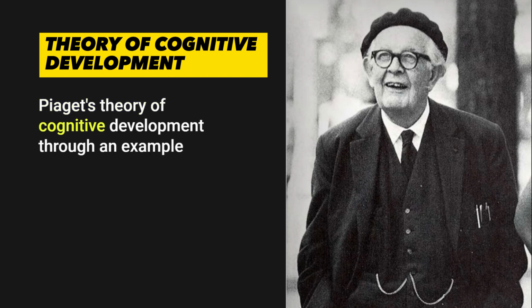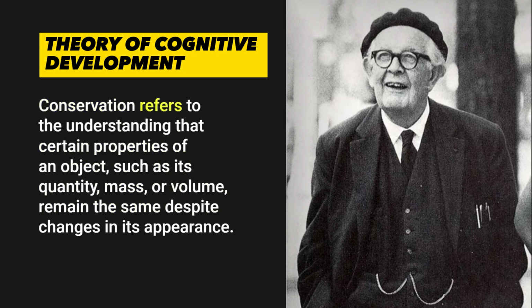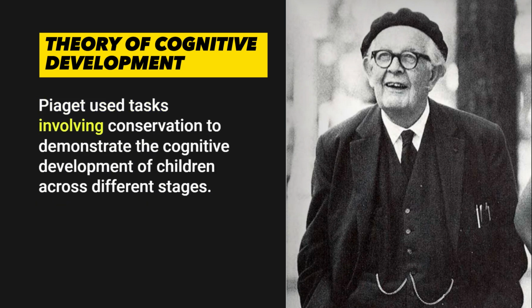Piaget's theory of cognitive development through an example. Let's explore Piaget's theory of cognitive development through the example of a child's understanding of conservation. Conservation refers to the understanding that certain properties of an object, such as its quantity, mass, or volume, remain the same despite changes in its appearance. Piaget used tasks involving conservation to demonstrate the cognitive development of children across different stages.